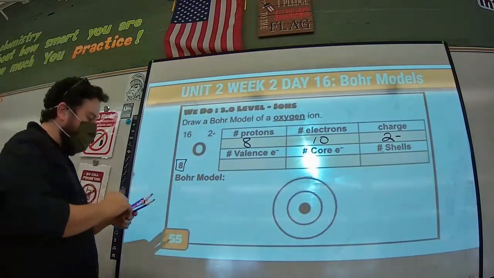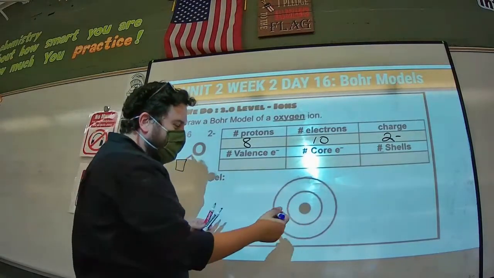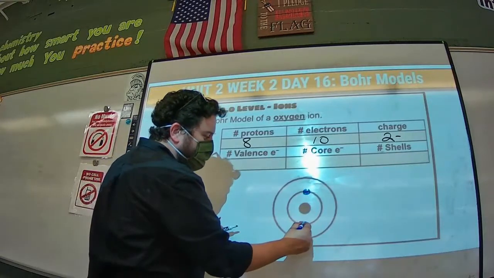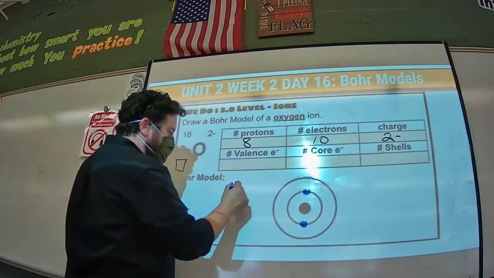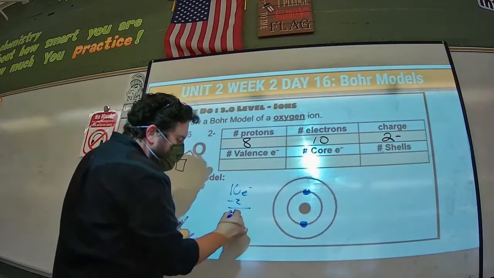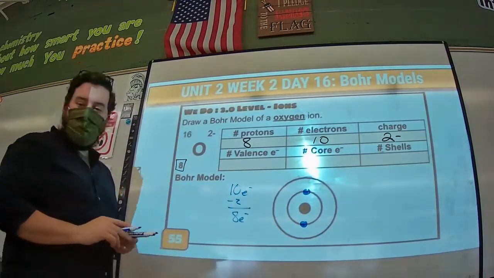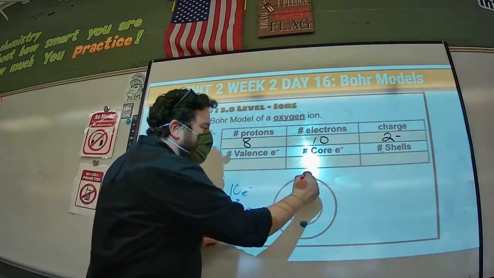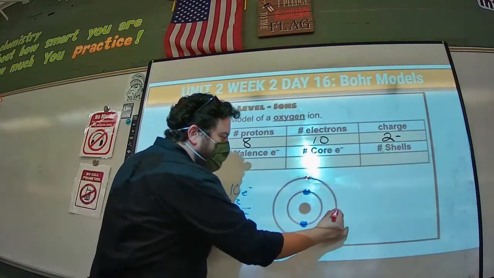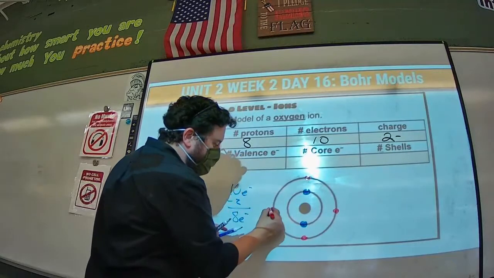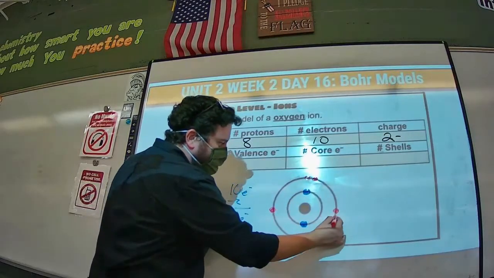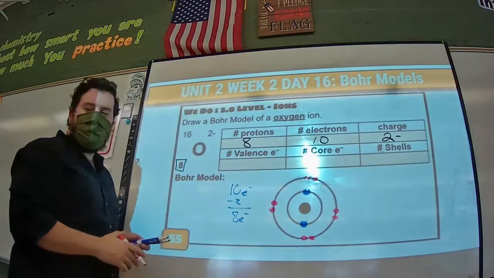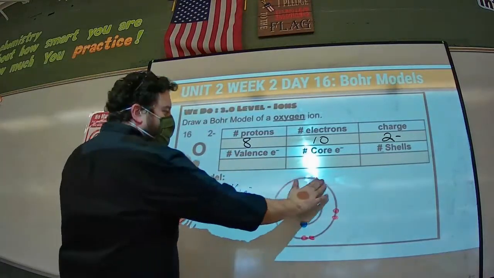So we can go ahead and draw that. In the first shell, it can only hold 2, so we put 2 of our 10 electrons. So now we have, of our 10, we only have 8 left. Well, the second shell can hold a maximum of 8, so that means we can put all 8 electrons in the second shell. All right, so there is our model. Good job.